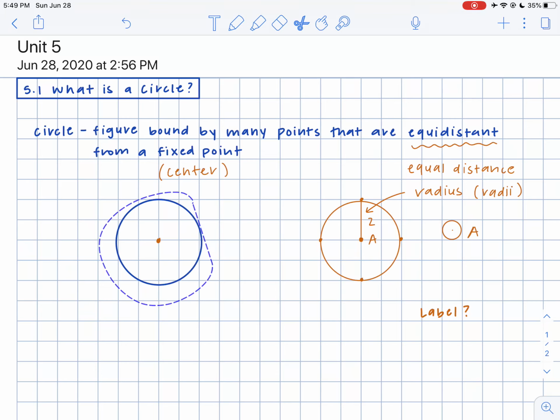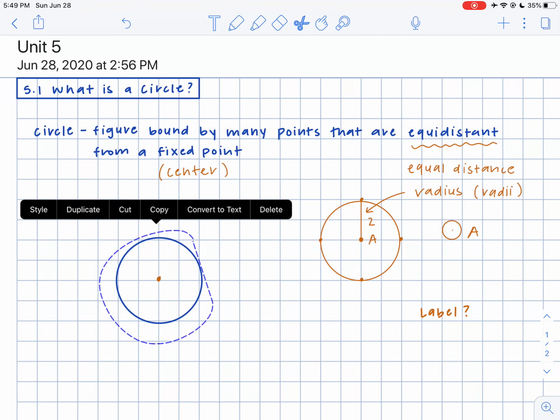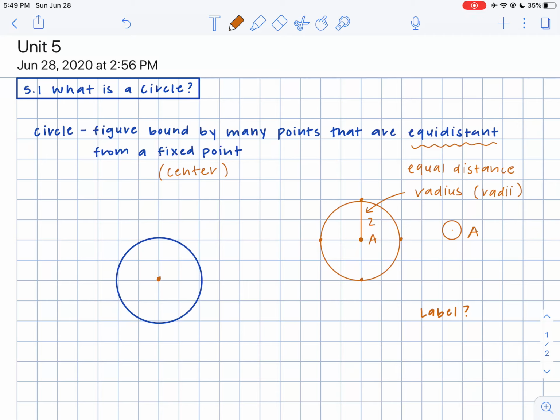Actually, let's see. Let's do this, right? Let's say we didn't want a distance of 2, we wanted a distance of 3. But then all of them would need to have a distance of 3, right? So now we would get a bigger circle, and similarly, you can do the same thing to get a smaller circle. So you can change the size of a circle by changing the radius, and you could change the location of the circle by changing the center.